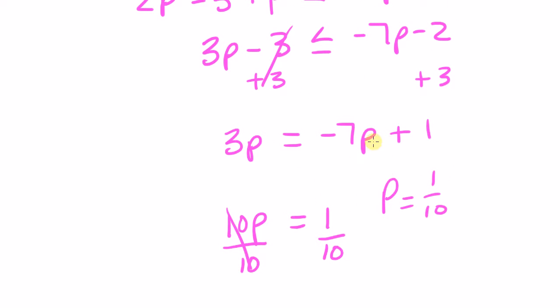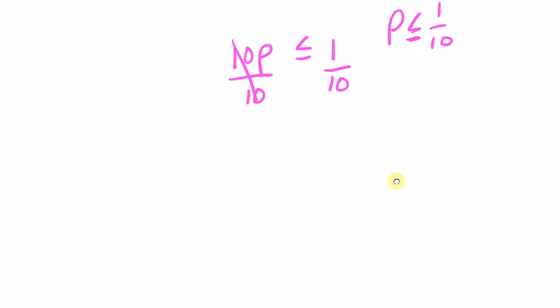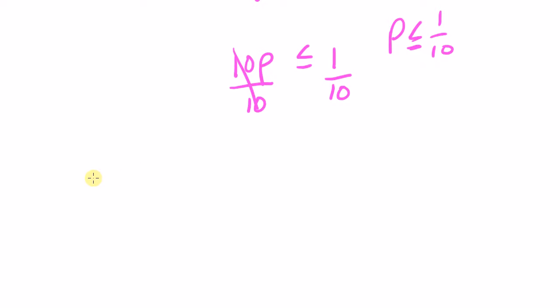Actually, I'm sorry, it has to be less than or equal to. P has to be less than or equal to 1/10. Since this is a fraction, I want to put some points in. I've got my 0, and 1/10 is 0.1. So I put the two values it's in between, and then try to make it as close as I can, and we'll say that this is 1/10.